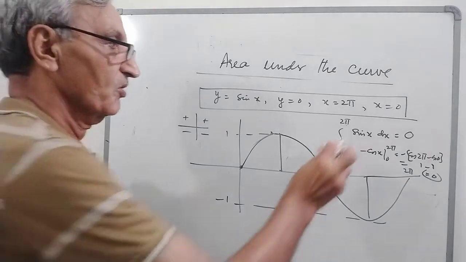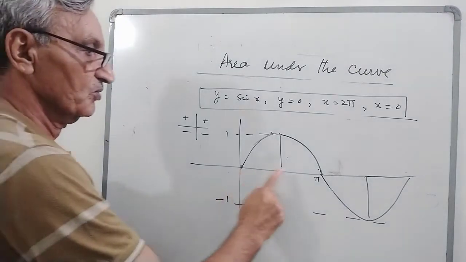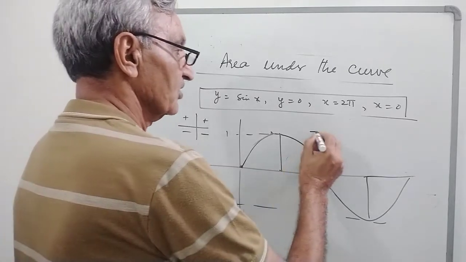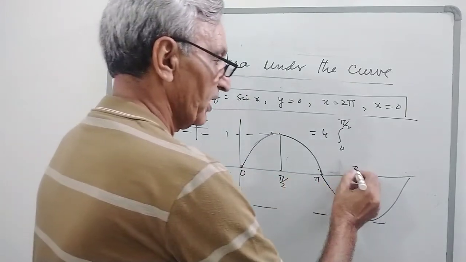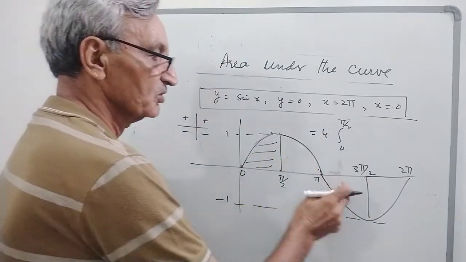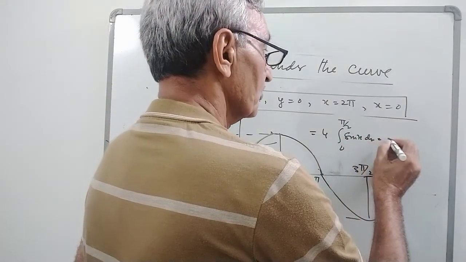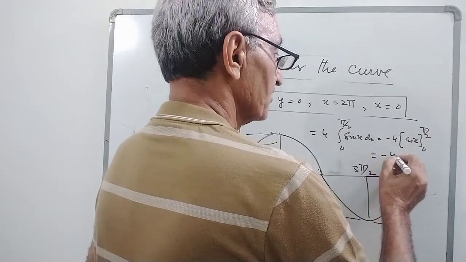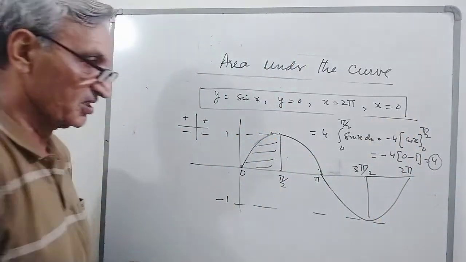So what will we do? We will take only the positive part. Positive means here 0 to this, or you can do from here to here, 0 to 90, and multiply by 4. The area is equal to 4 times the integral from 0 to pi by 2. This is 0, this is pi by 2, this is 3 pi by 2, and this is 2 pi. So I'll take this and then multiply by 4, because it is symmetrical: 1, 2, 3, 4. This is equal to 4 times the integral of sin x dx, which is minus 4 cos x from 0 to pi by 2. This is equal to minus 4 times cos pi by 2, which is 0, minus 1, equal to 4. The answer is 4 square units.